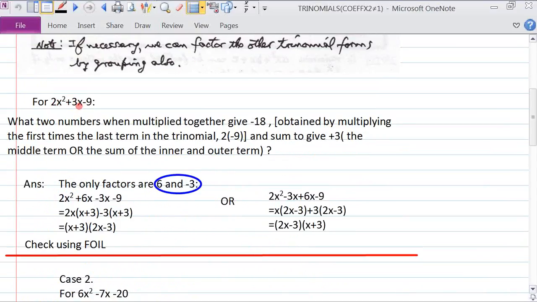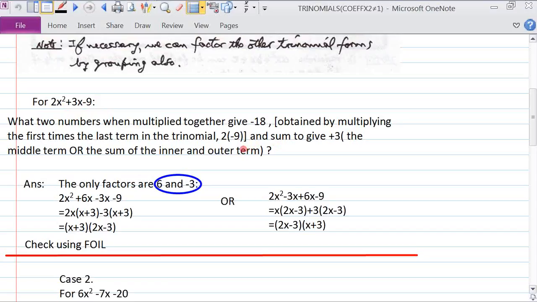So I'm just going to explain it slightly differently. What we need to do here is find two numbers that when multiplied together give us minus 18. Where do I get the minus 18? I multiply the minus 9 times the 2, and whose sum gives plus 3. So I need two numbers that when multiplied together give me minus 18, obtained by multiplying minus 9 times plus 2, the first number by the last number.